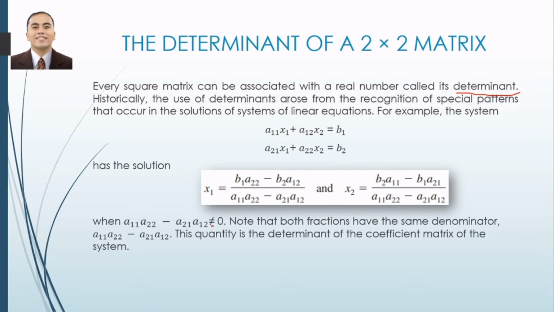Note that the fractions have the same denominator, which is a11 a22 minus a21 a12. So this quantity is the determinant of the coefficient matrix of the system.